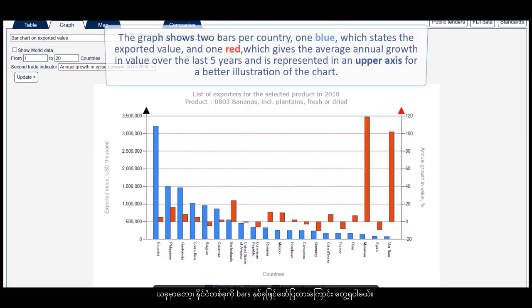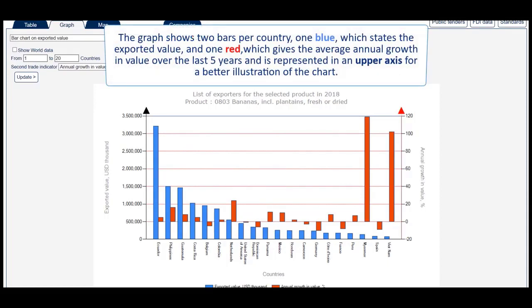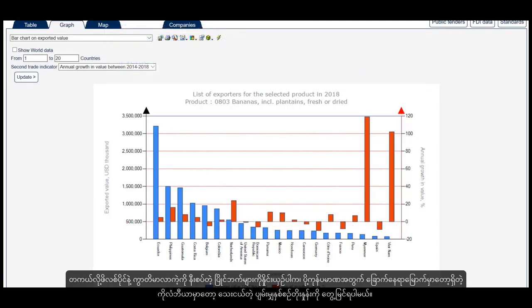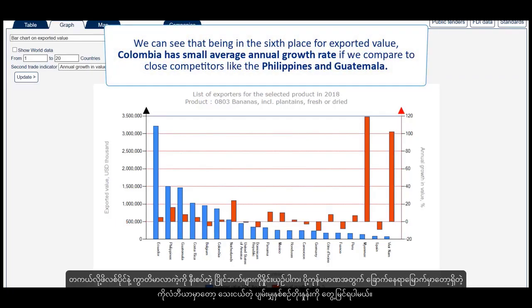Now the graph shows 2 bars per country, one blue, which states the exported value, and one red, which gives the average annual growth in value over the last 5 years and is represented in an upper axis for better illustration of the chart. We can see that being in the 6th place for exported value, Colombia has small average annual growth rate if we compare to close competitors like the Philippines and Guatemala.